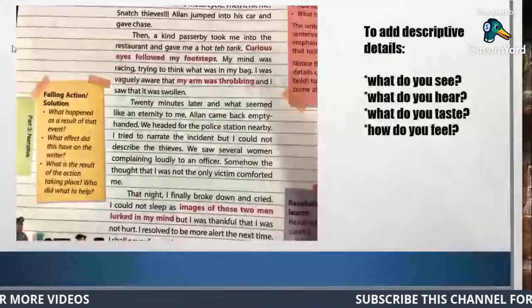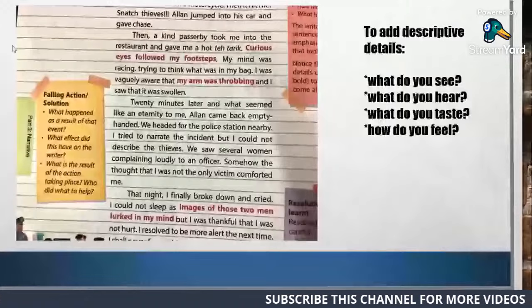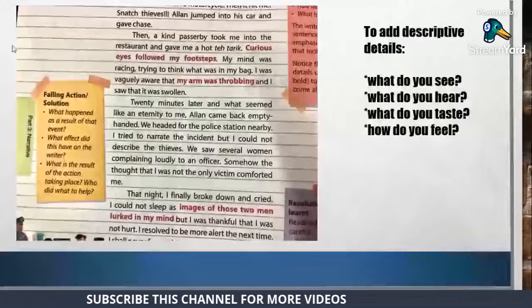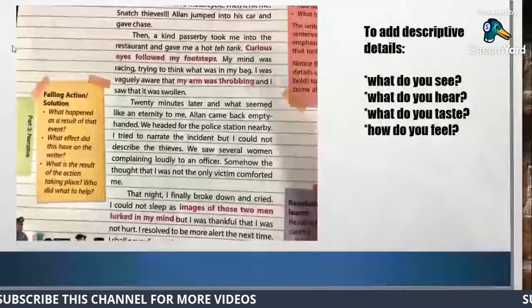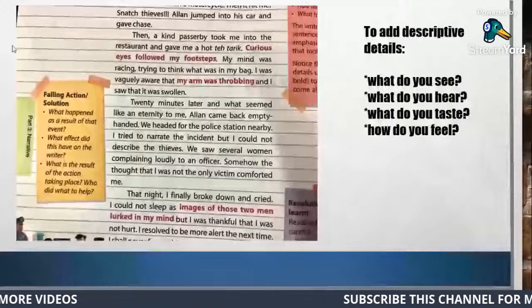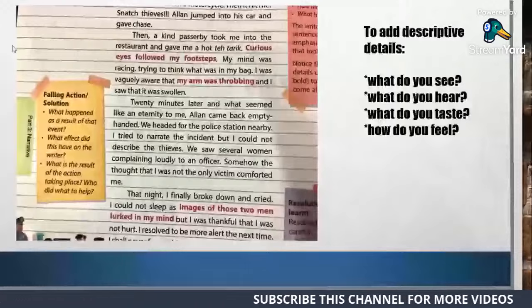I tried to narrate the incident, but I could not describe the thieves. We saw several women complaining loudly to an officer. What do you hear? You can hear people complaining. Somehow the thought that I was not the only victim comforted me. So this is how you feel.